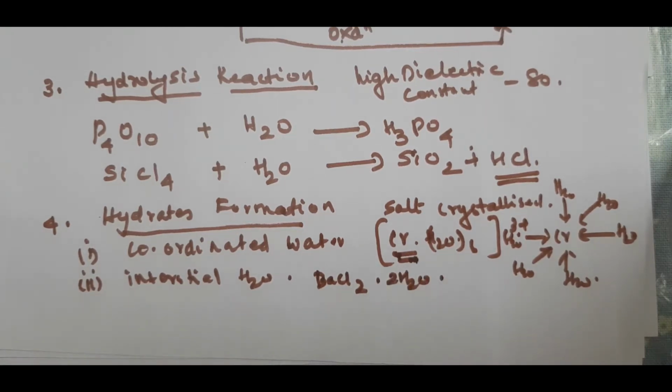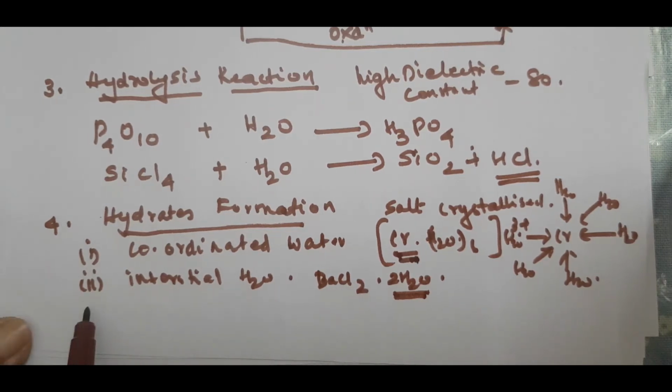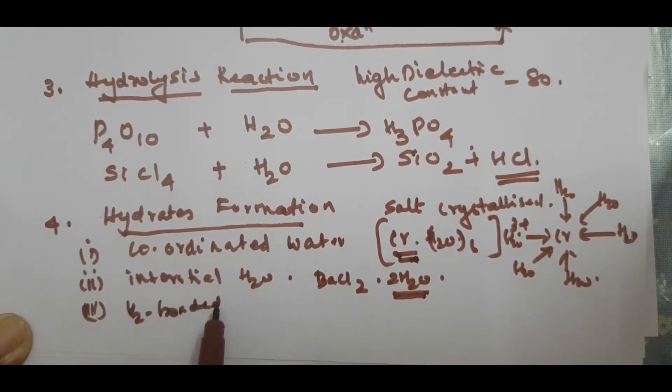Normally, in most salts, it is hydrated, and this is called water of crystallization. You have studied that in the lower classes. Water of crystallization is a fixed number of water molecules present in one formula unit. You can also call it interstitial water. And the third type is called hydrogen bonded water.